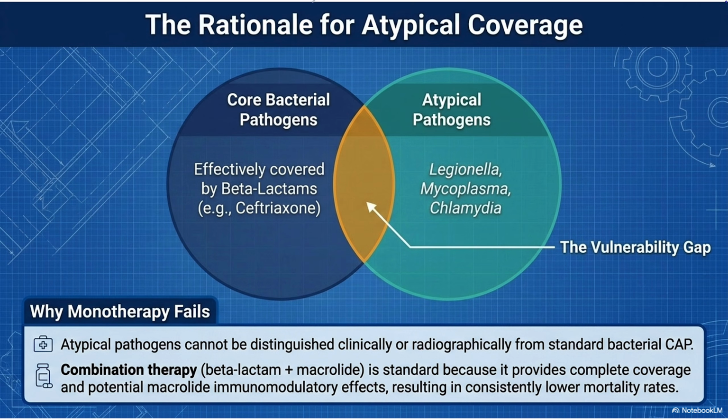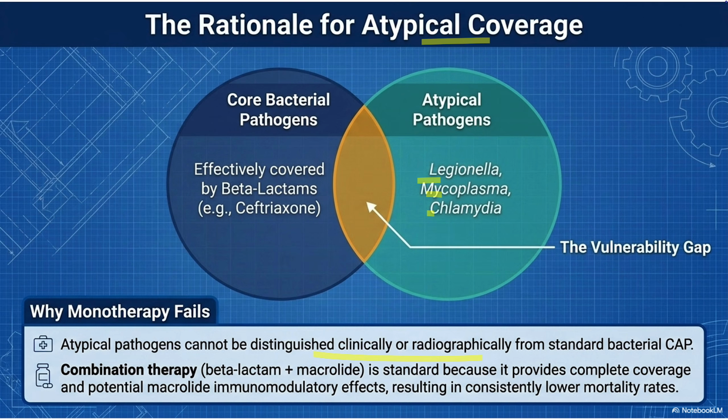Slide 8. The rationale for atypical coverage. Atypical coverage is not optional, it is a deliberate strategy. Beta-lactams effectively treat common bacterial pathogens such as Streptococcus pneumoniae. However, organisms like Legionella, Mycoplasma, and Chlamydia are fundamentally different. These atypical pathogens cannot be reliably distinguished clinically or radiographically from standard bacterial CAP.